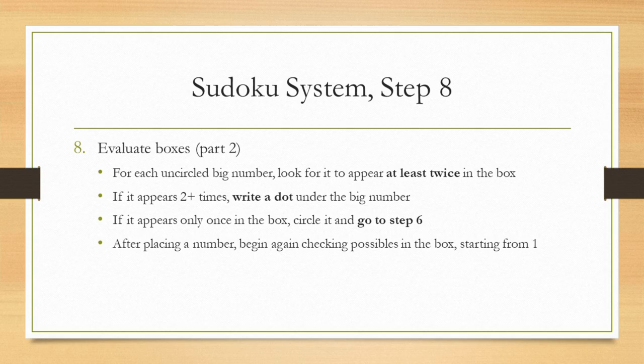Step 8. The second way to evaluate boxes is for each uncircled big number beneath the box, look for it in the cells of that box to appear at least twice. If it appears 2 or more times, then just write a dot under the big number. If it appears only once in the box, circle it and go to step 6 to fill in that cell. After you place a number, you should begin checking the possibles for the box over again, starting from number 1. This is because some of the possibles you've crossed out in filling a cell might implicate other deductions that you can make.